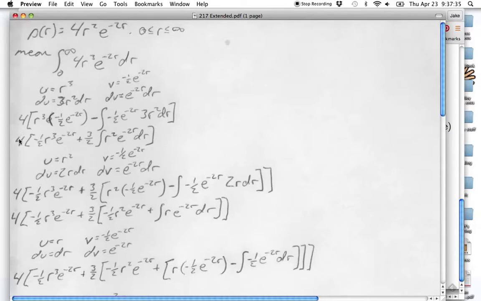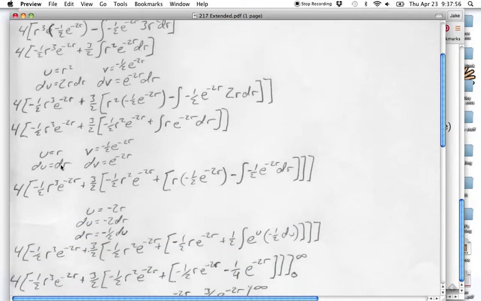So we keep this. This is just rewritten to look a little more clear. We have our 4 out front, it applies to everything. We have a negative, we have a half here, and we have a 3, so we made positive 3 halves. And now we have this situation. So now our new u is going to be r squared. Our dv is still the same, and so we have these pieces again.